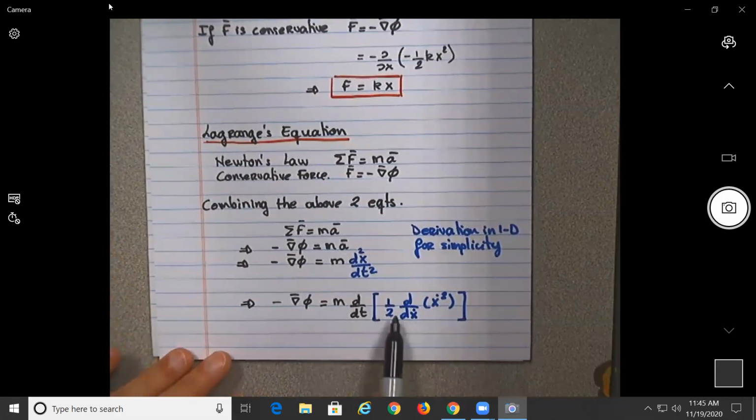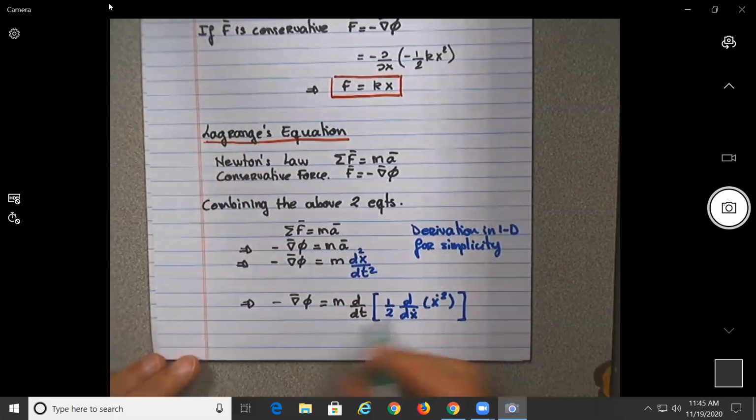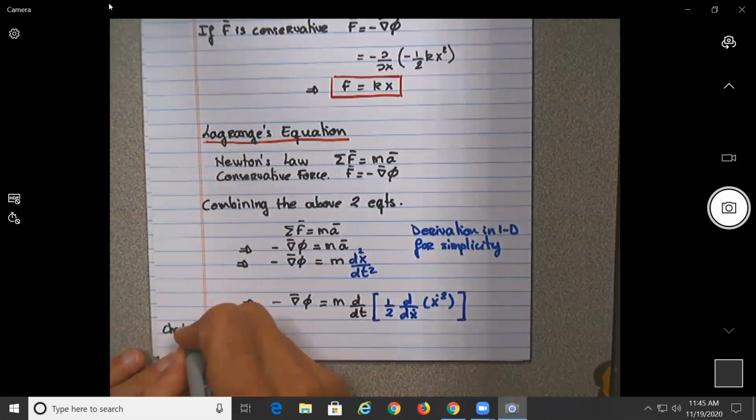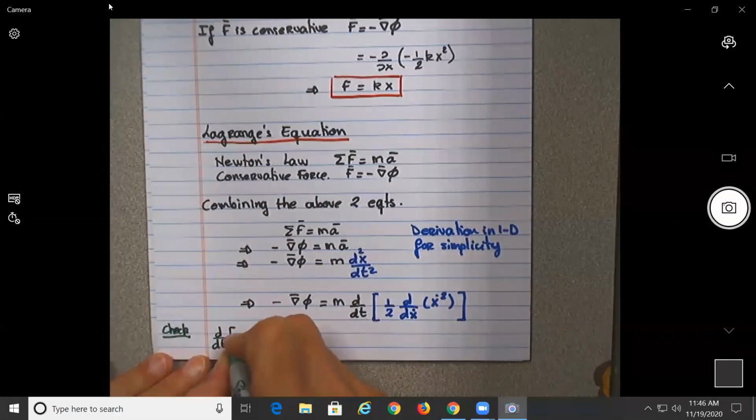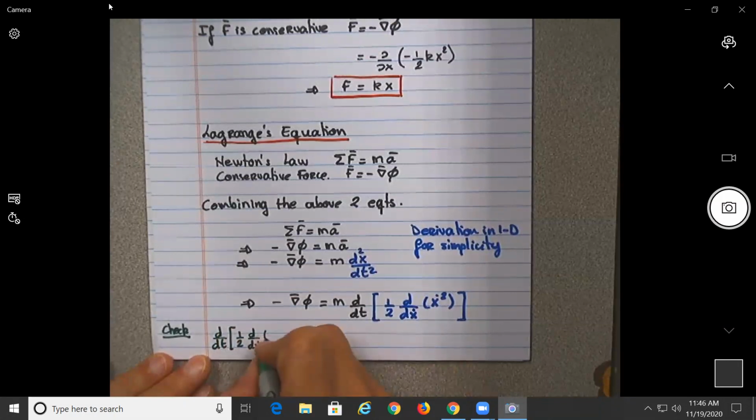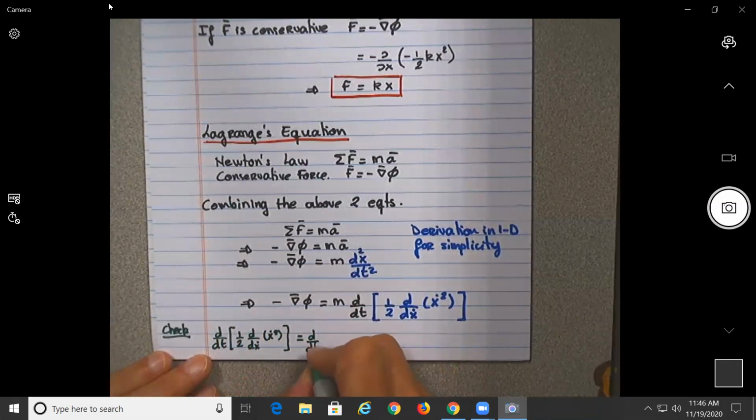Okay. But let's check this part over here. All right. So I'm going to prove this part. So let's say here, check. So d/dt of 1/2 d/dx dot of x dot squared. This is equal to what? d/dt. What's going to happen inside the bracket? This is going to be 1/2 of dx dot. So it should be now 2 x dot.